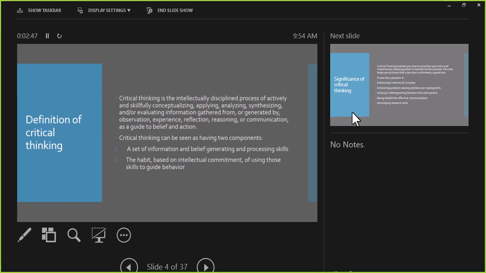And it being an intellectual discipline, it is based upon intellectual standards that are used in order to assess and evaluate thinking in order to think critically. Critical thinking also can be seen as two components. One, a set of information and belief generating and processing skills, and a habit based on intellectual commitment or standards that I've already mentioned, of using those skills to guide behavior, to change and modify behavior for the best.